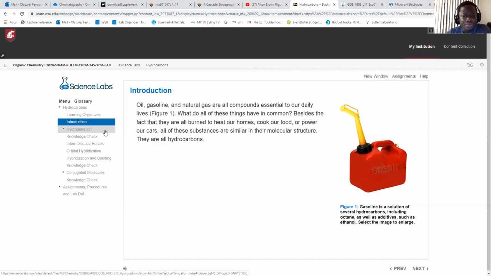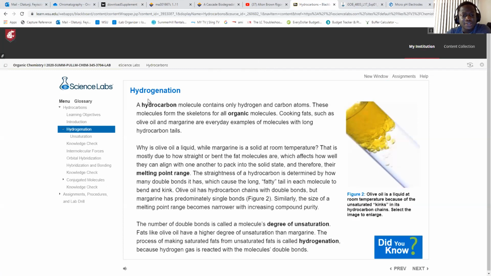So hydrocarbons, just like I said, are molecules that contain hydrogens and carbons. And whenever you have a molecule that generally has carbon and hydrogen, you automatically say it's an organic molecule. Okay. And the common examples are olive oil and margarine. Olive oil is a liquid, margarine is a solid, and there's a reason why that is so. Okay. And the reason why that's so, I'm going to explain to you guys later on, but it has to do with the number of double bonds and triple bonds that you have in your hydrocarbons.